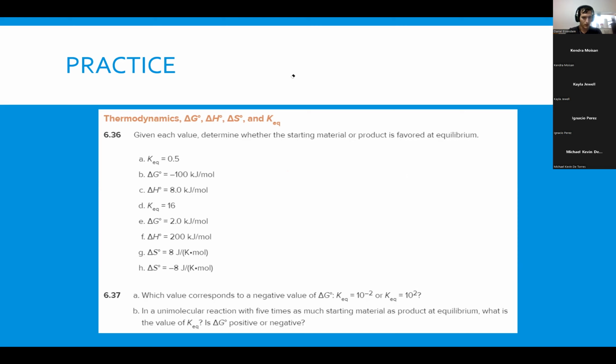Awesome. Okay. If delta G is negative 100, does that favor the reactants or products?